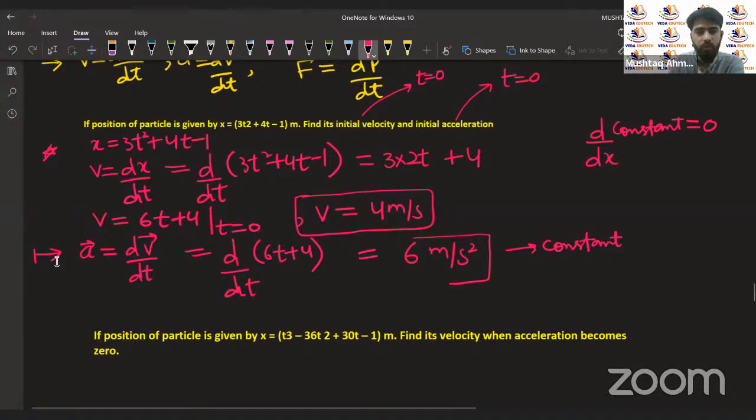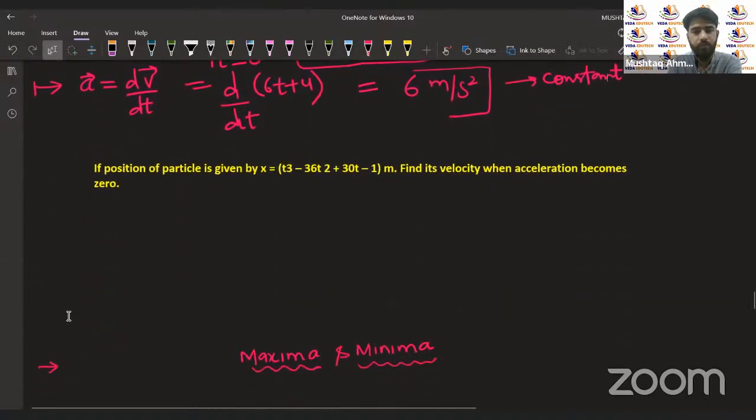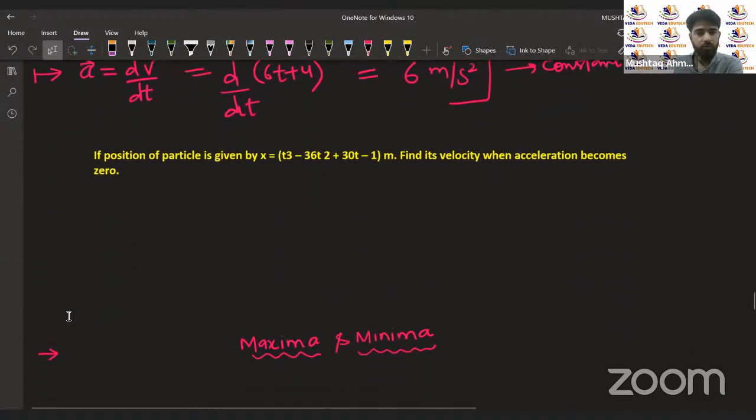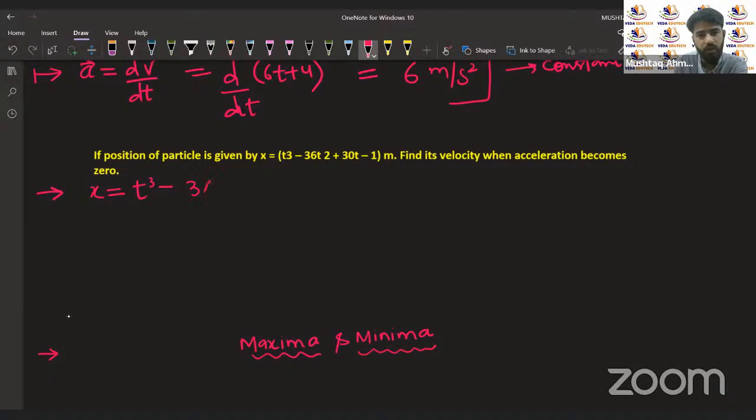So this is how we calculate the acceleration or velocity of a particle when the position of a particle as a function of time is given. Now one more question here is, if the position of a particle is given by x is equal to t cube minus 36t square plus 30t minus 1. So this is how the position of a particle varies as a function of time.